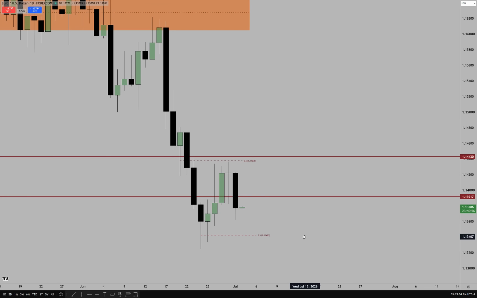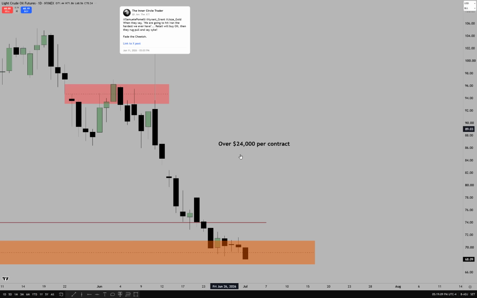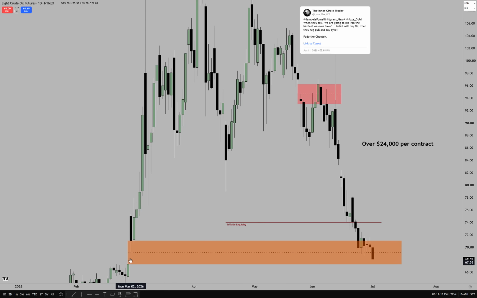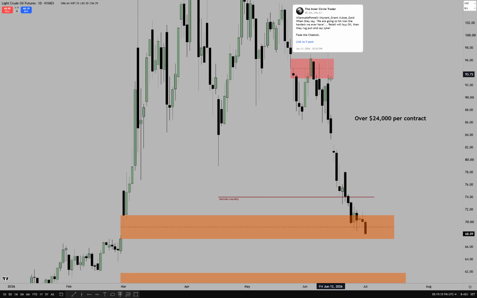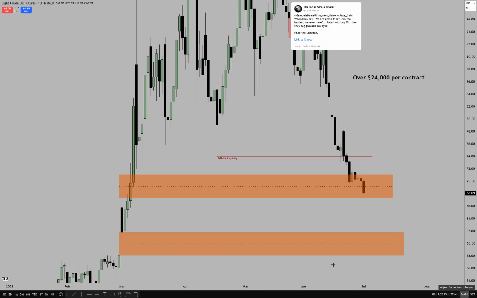Let's take a quick look at crude oil. All right, so we're working our way down into that lower portion of that volume imbalance I told you about back here. Okay, so we have over $24,000 in movement for one contract. And this area down here, I told you, if we use the adjust for contract rollover, you'll see that's that volume bounce on that one.